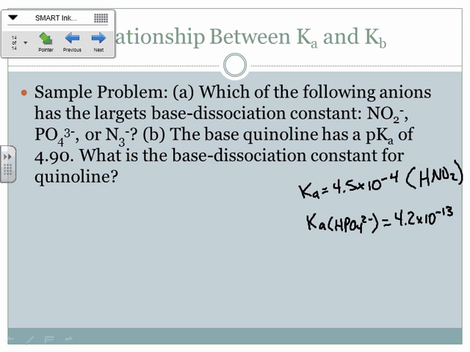And then the Ka for the N3⁻, what would be the conjugate base for that? I said conjugate base, I meant conjugate acid, sorry. What would be the conjugate acid for the N3⁻? HN3, that's weird. I guess that's what it would be. We're used to NH3 rather than HN3.